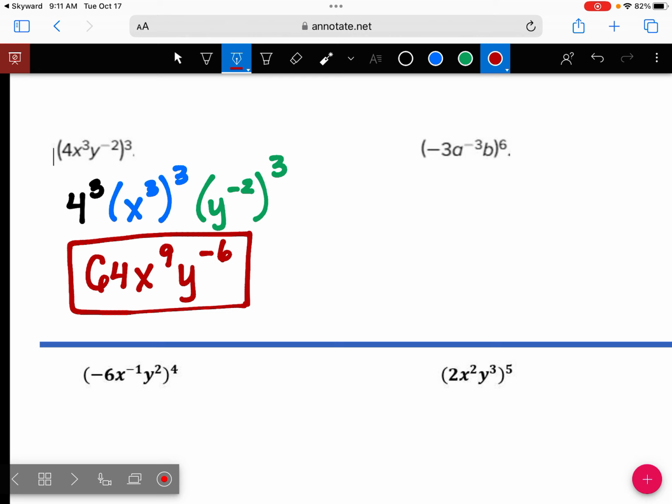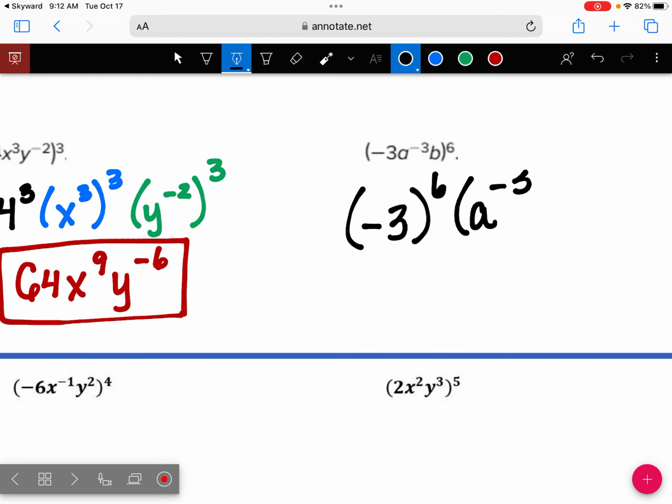So we have negative 3 to the power of 6. And then I have a to the negative third, to the power of 6. And b to the power of 6.